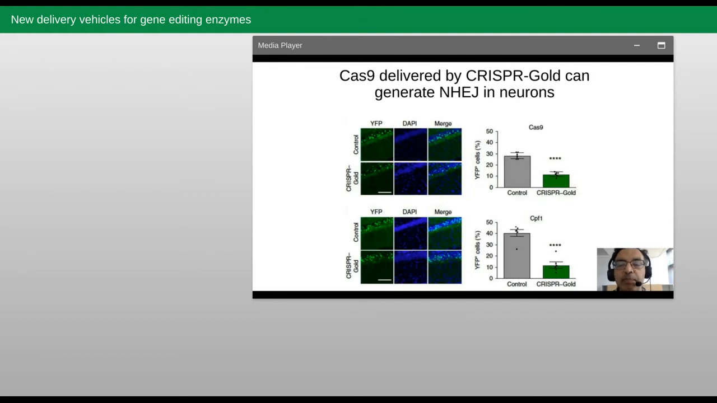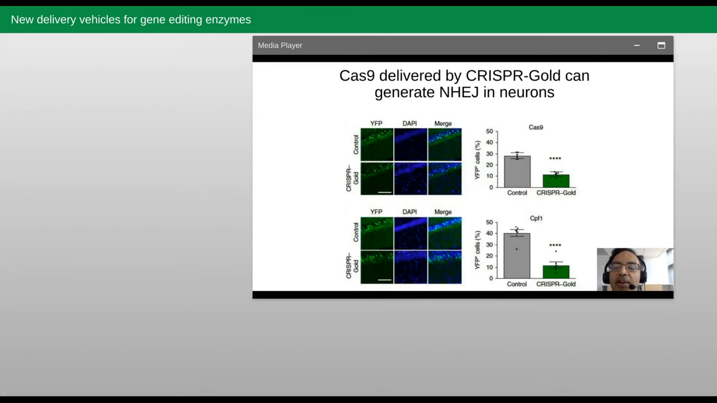The results are shown on the next slide here. The y-axis is the percent YFP cells. And again, we use 2 different flavors of gene editing enzymes, Cas9 and CPF1. So on the top, you can see the Cas9 injected mice. We do a simultaneous DAPI stain to get the percentage of cells that are YFP and also that decrease.